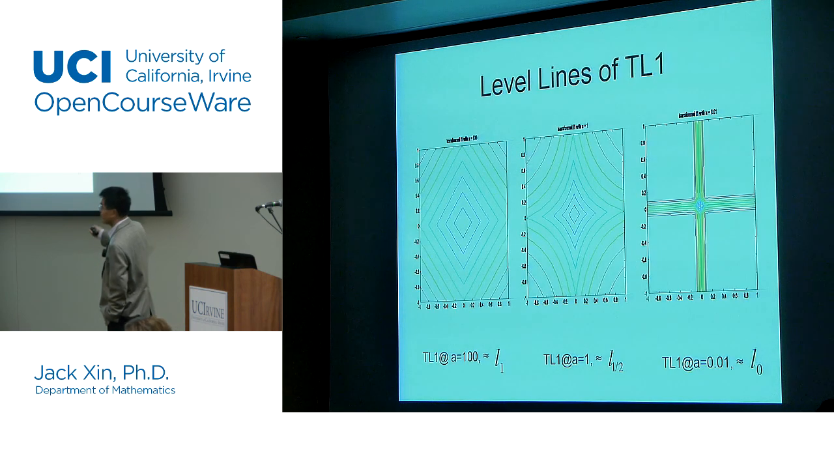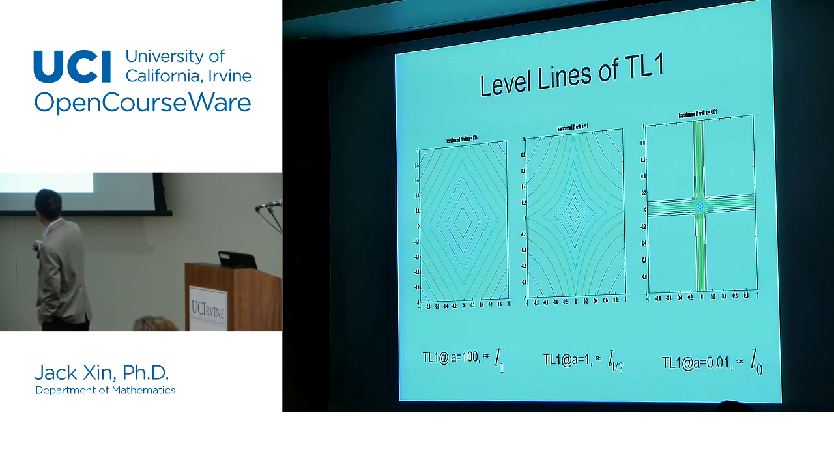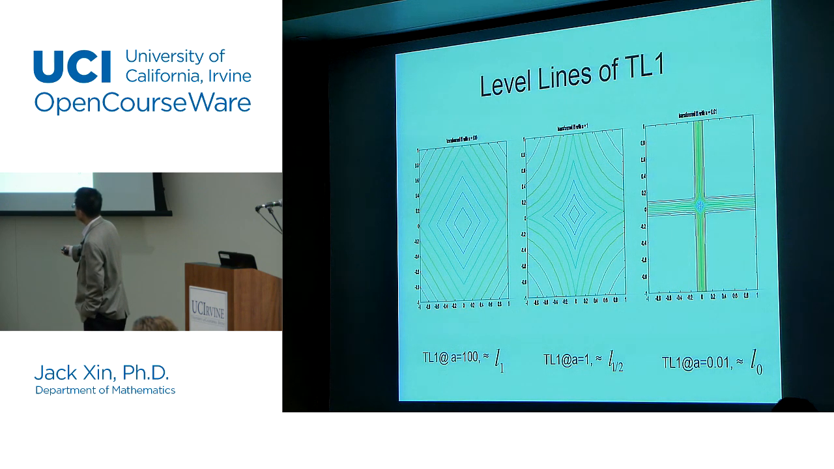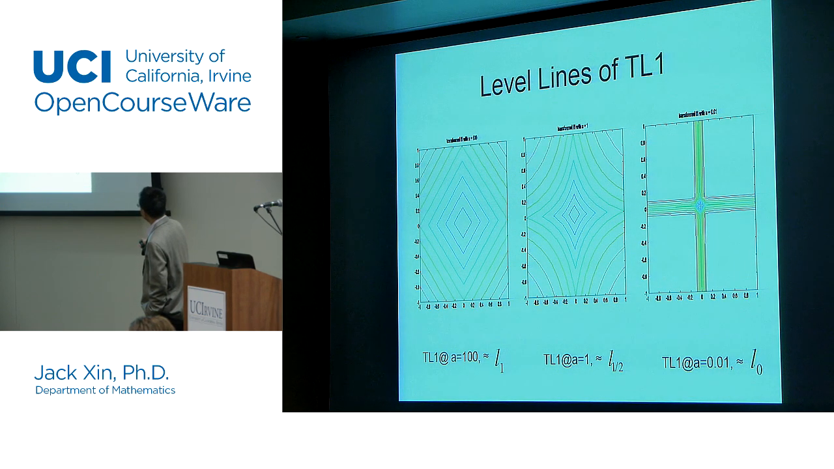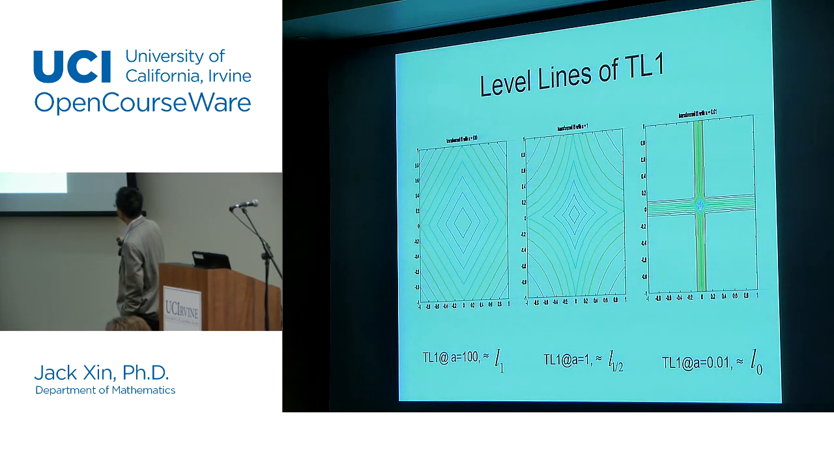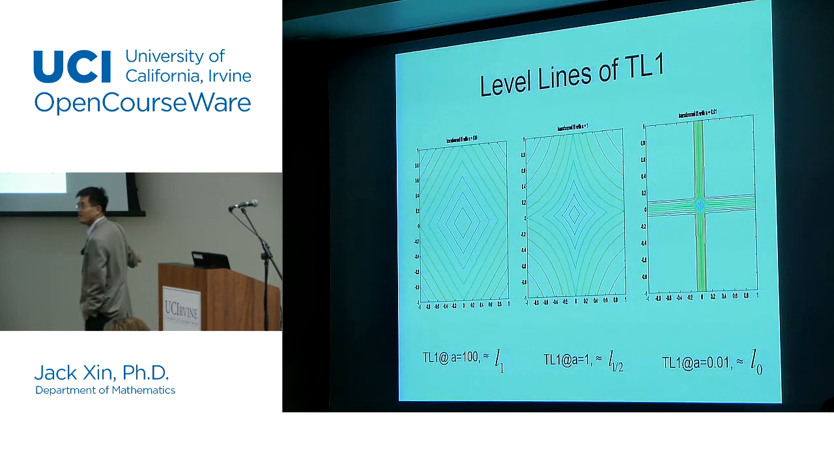Okay, so if we plot the level lines, then when A is large, like 100, you start to see the diamonds. So in other words, it can recover the L1. When A is 1, it looks like the cusp. So it's kind of like the L1 half. And when A is 0.01, very small, the level lines tend to cluster around the axis, kind of like L0. So this guy can sweep out all the penalties we discussed so far.